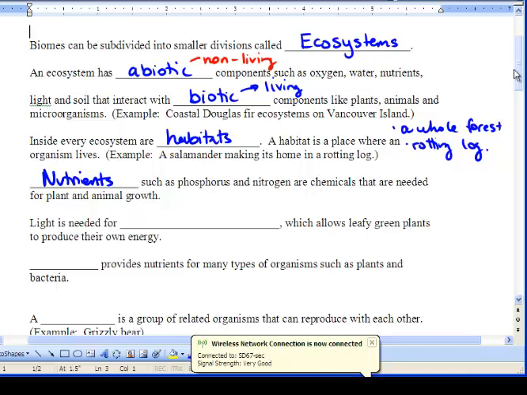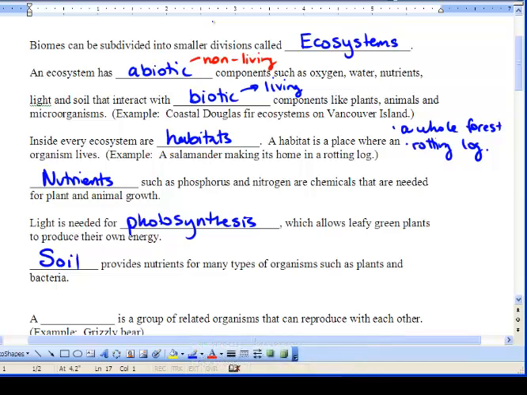So finally, we look at light, and it's needed for photosynthesis, which allows leafy green plants to produce their own energy, and in turn, this provides energy for animals. Now, the soil also provides nutrients for many types of organisms such as plants and bacteria. They help break things down, and they help provide even more nutrients for plants and in turn animals.